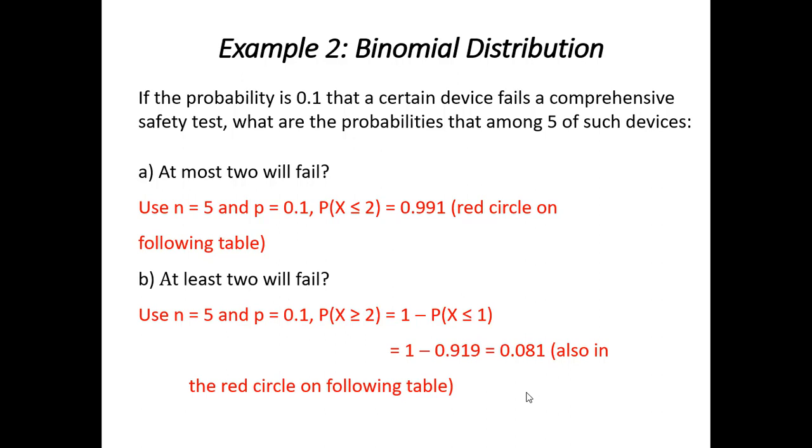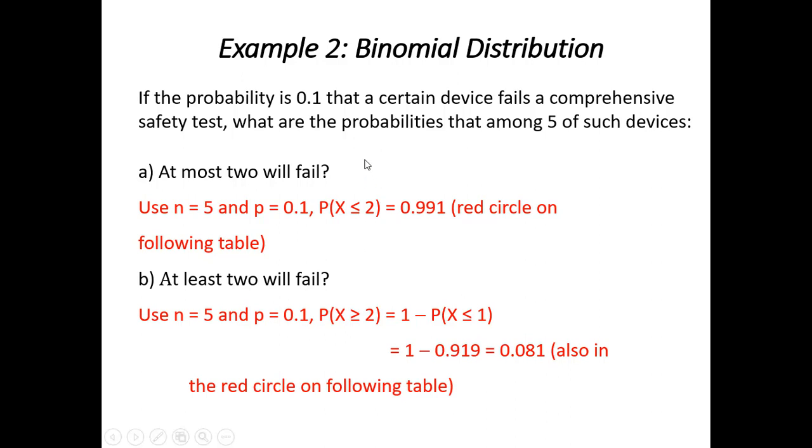Here's a second binomial distribution example. So this one has a little bit more context. Suppose we know that the probability is 0.1 that a certain device fails a comprehensive safety test. So another way of saying it is there's a 10% chance a device fails a safety test. What are the probabilities that among 5 of these devices, A, at most 2 will fail, and then B, at least 2 will fail?